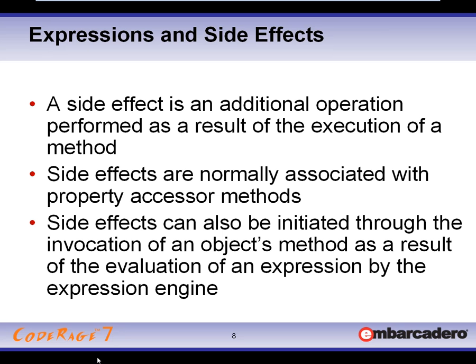However, when we manually create our expressions, we can perform side effects. Now, what is a side effect? A side effect is an additional operation performed as the result of the execution of a method. Normally, in the object-oriented world, we think of side effects with respect to property accessor methods. So, for instance, if we have a property called enabled, we might have its write access be controlled by a method which we would call a write accessor method, and that means it's a method that gets executed in order to set the enabled property.